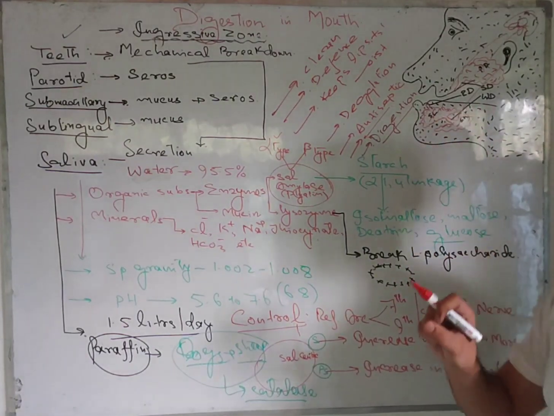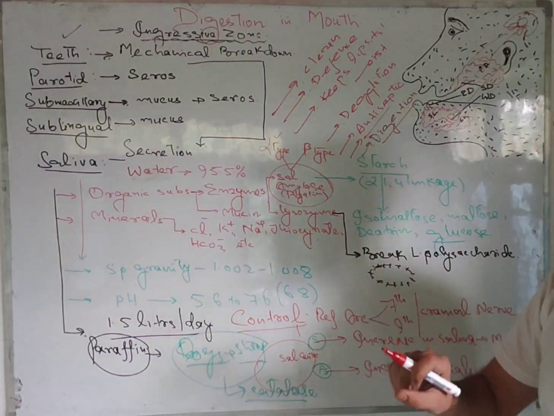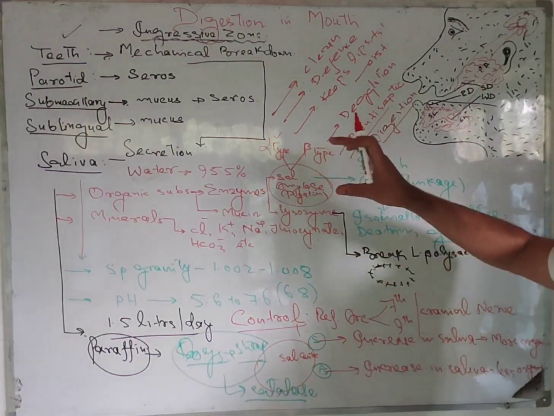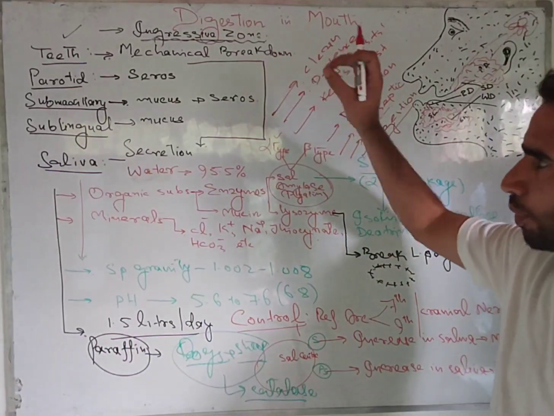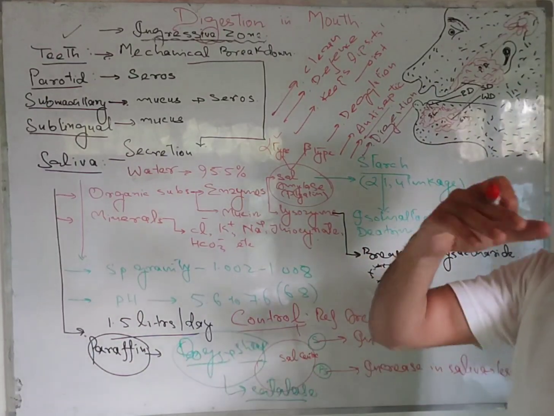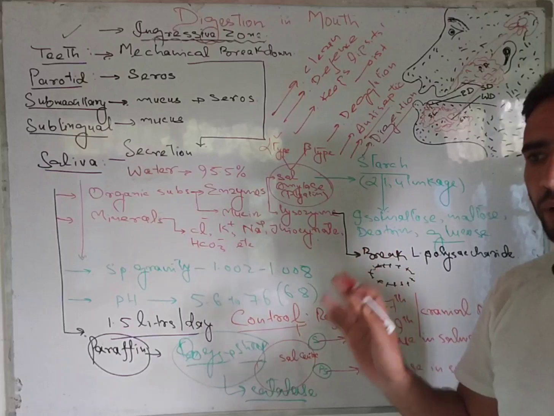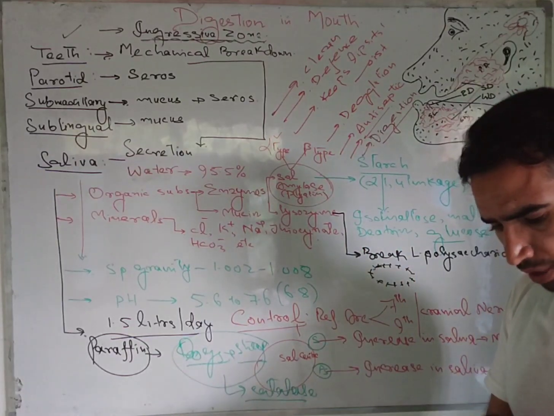No protein has been digested here, no lipid has been digested here, no nucleic acid has been digested here. However, we have mechanically broken down every type of food, whether it contained carbohydrate, nucleic acid, lipid, or any other type of biomolecule. With this, I am concluding my today's lecture.